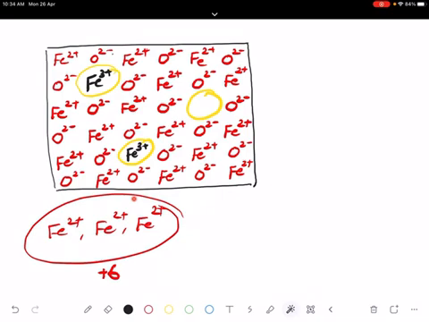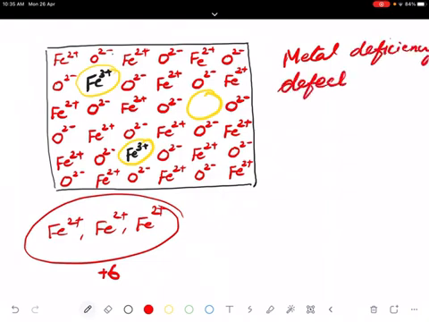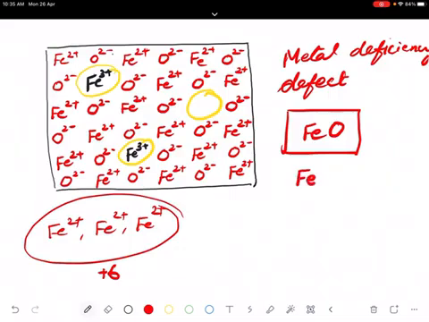What happens ultimately? The crystal becomes deficient in metal. So we say metal deficiency defect. In the case of this FeO, this should be the molecular formula for stoichiometry, but since it is less in Fe, we write this is non-stoichiometric.